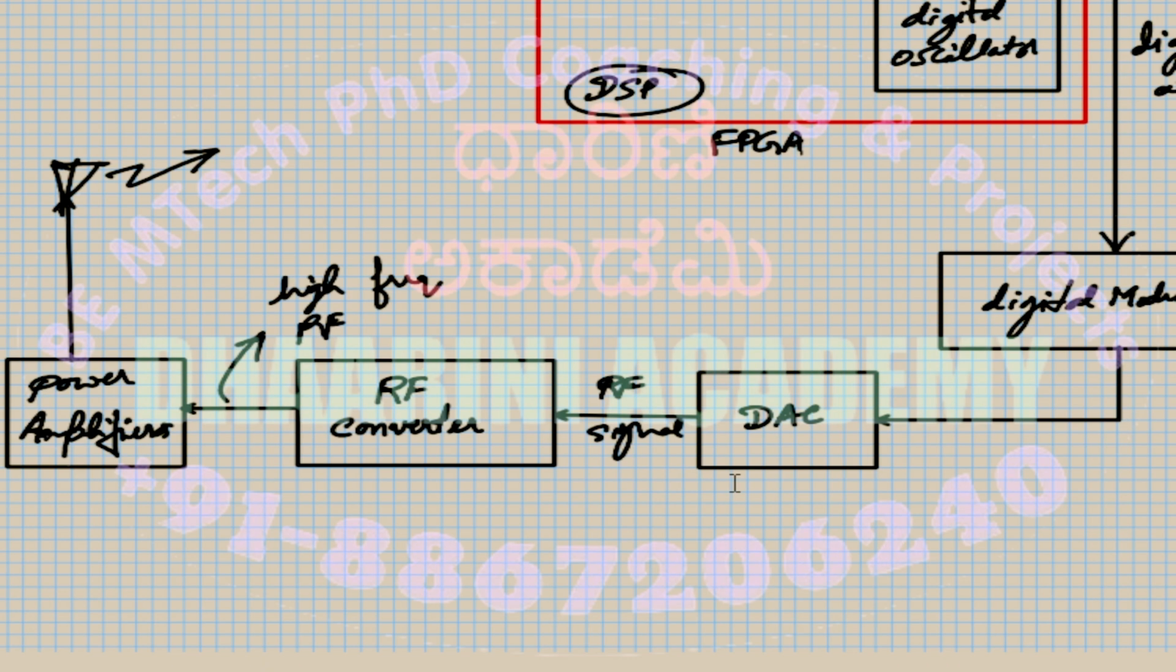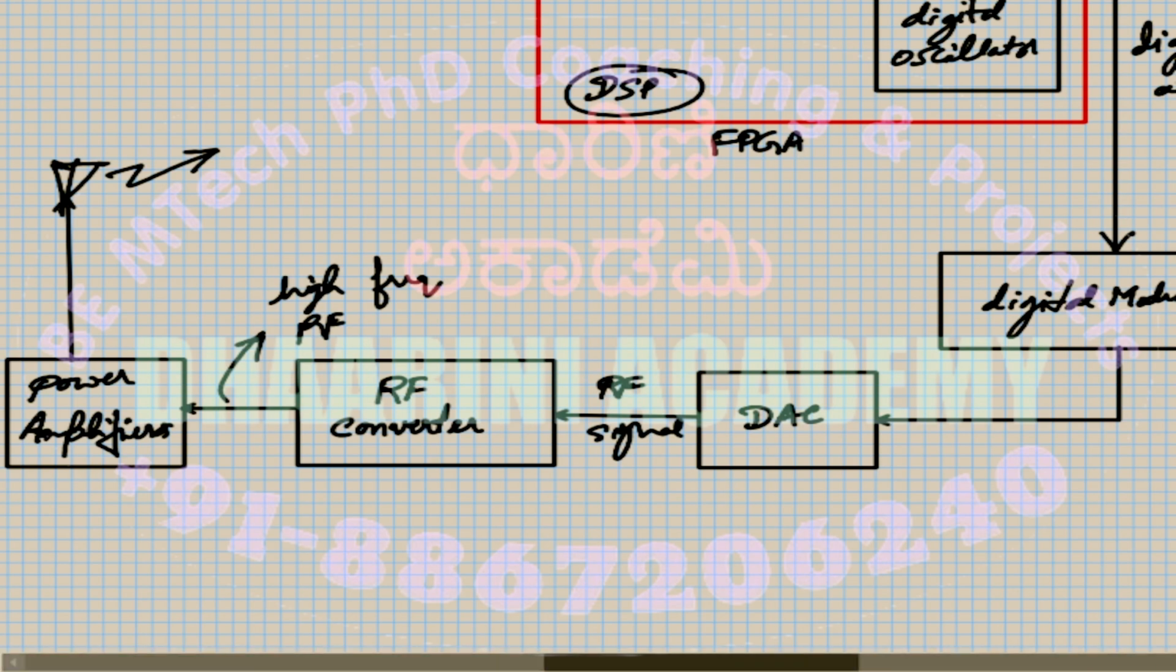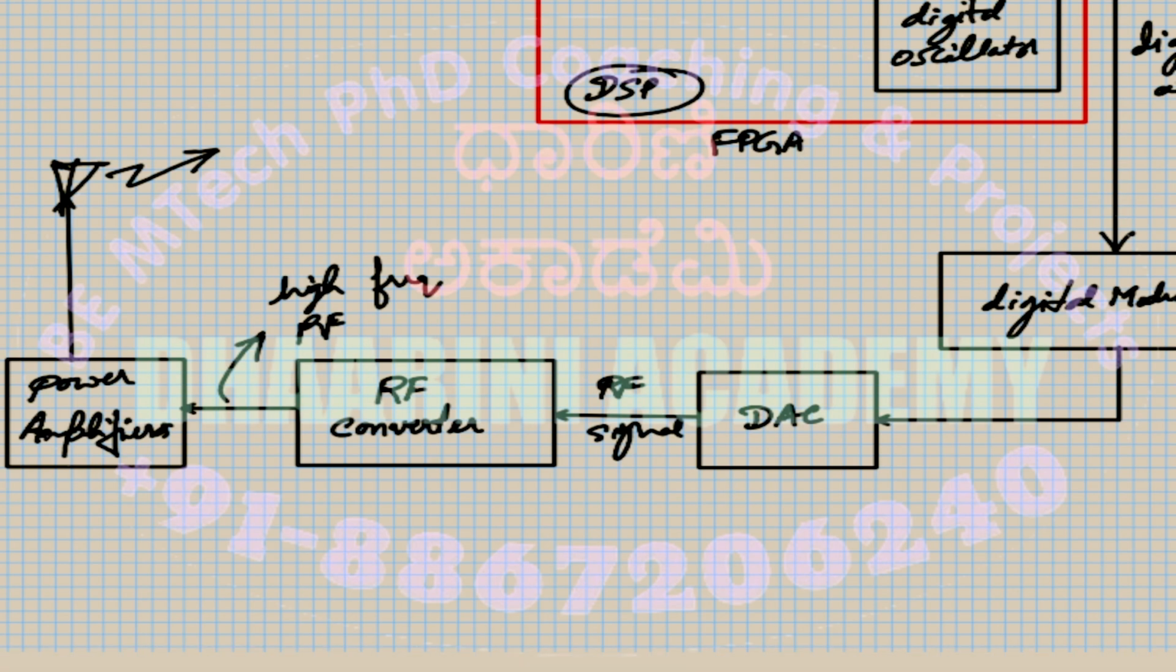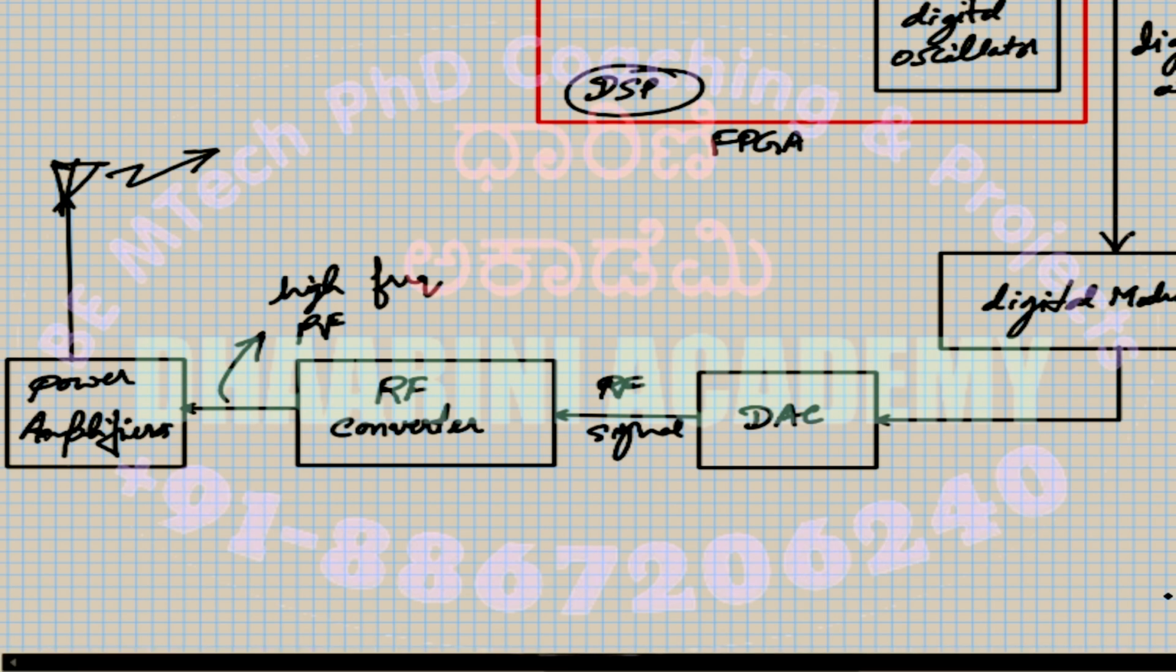Those are the changes that we can bring when it comes to modification according to our need to get better communication. So this is the high frequency transmitter. Now let us come back and see what happens in a receiver.